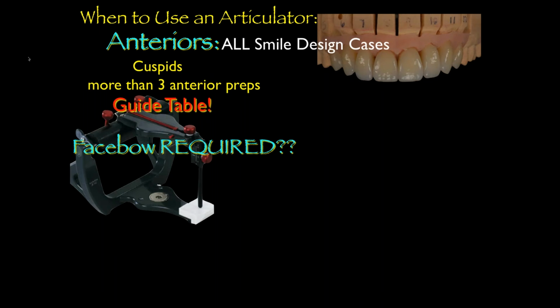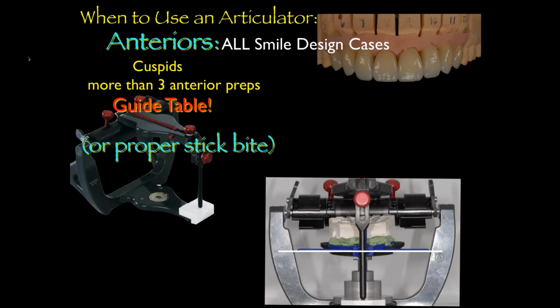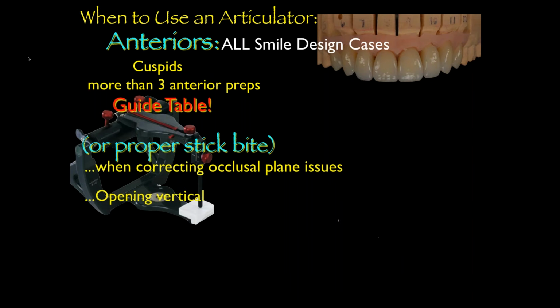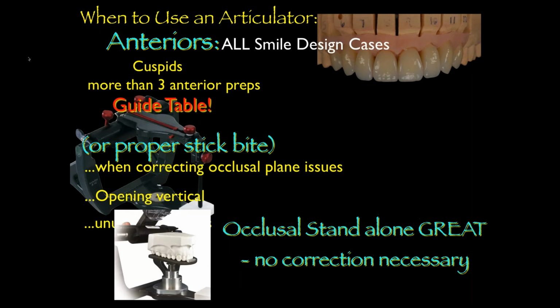Is a face bow required or a proper stick bite? Absolutely. And or both. If I get a face bow, I want that stick bite too, doc, because I've got to verify that it's right. Because if it's not, you can see what happens on this case that we just showed. Anytime you're making a correction, you have to have these tools to get it right. Whether you're opening vertical in particular, in individual situations, we definitely want our casts on an articulator in a relatively physiologic position. The occlusal stand alone is great if there's no correction necessary, if we're not trying to transfer an occlusal plane or incisal plane issue into the articulator to fix it.